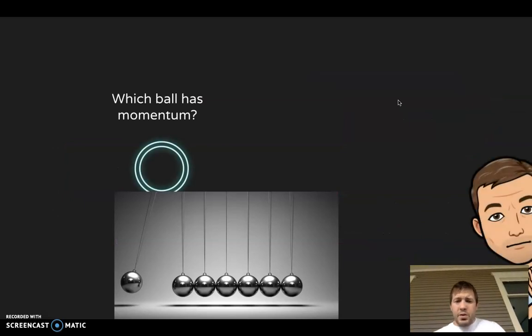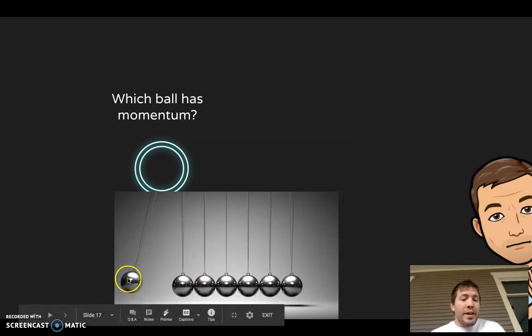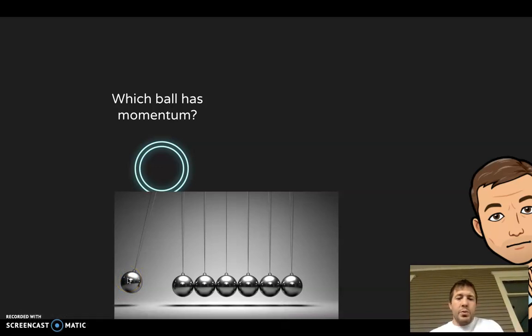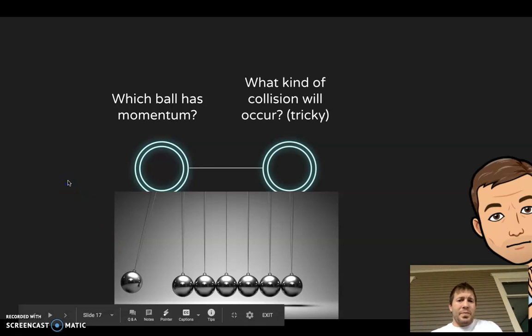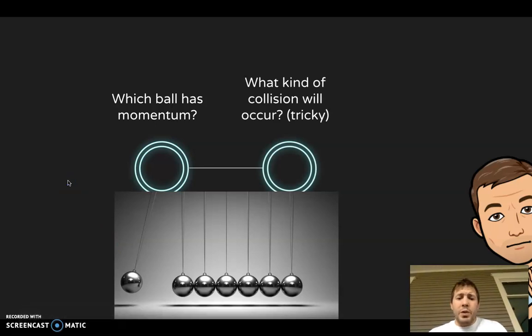So here we are. In a Newton's cradle where these things are moving, which one of these spheres here has momentum? I hope most of us chose this one because it's in motion, whether it's moving to the left or it's moving back towards the rest of the balls. And then here's a good question for you guys to think about. What kind of collision will actually occur? The reason why we say it's tricky is, make sure you pause and think.